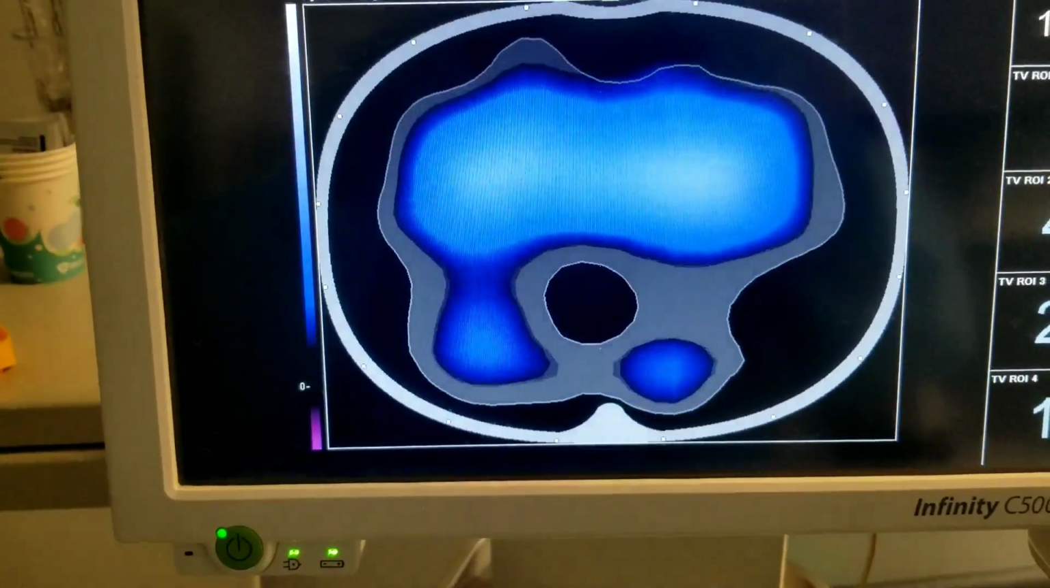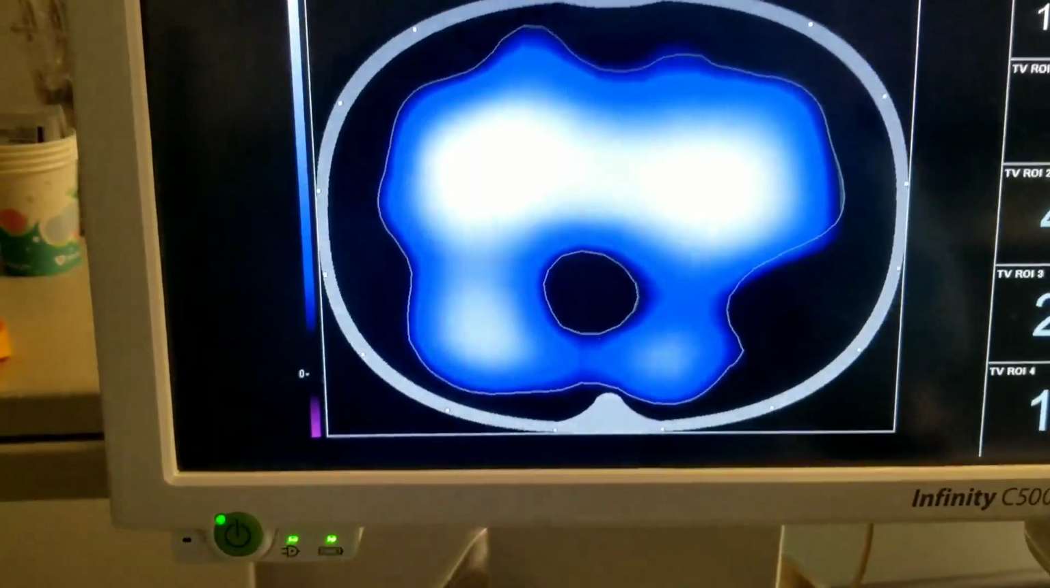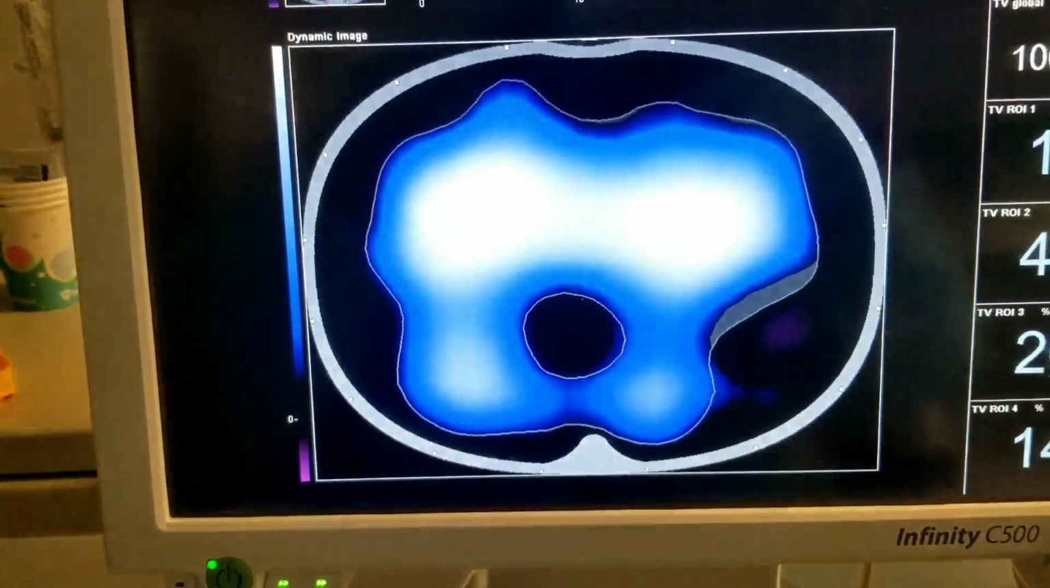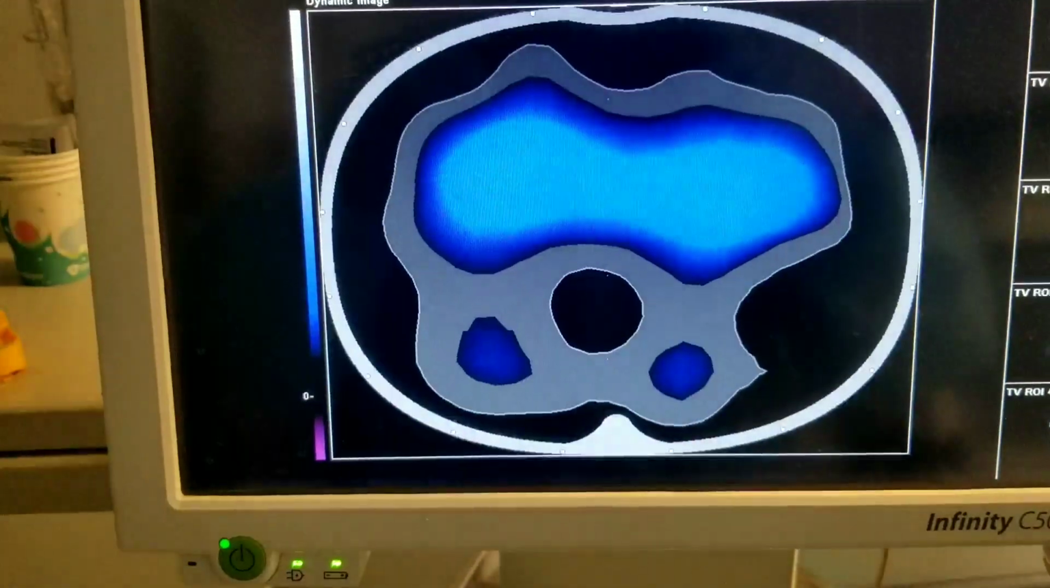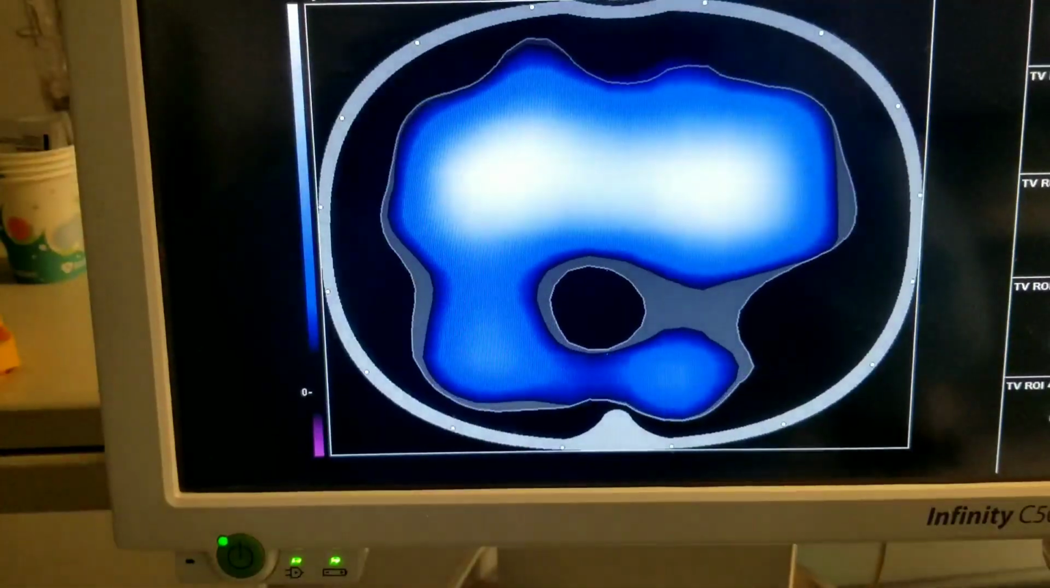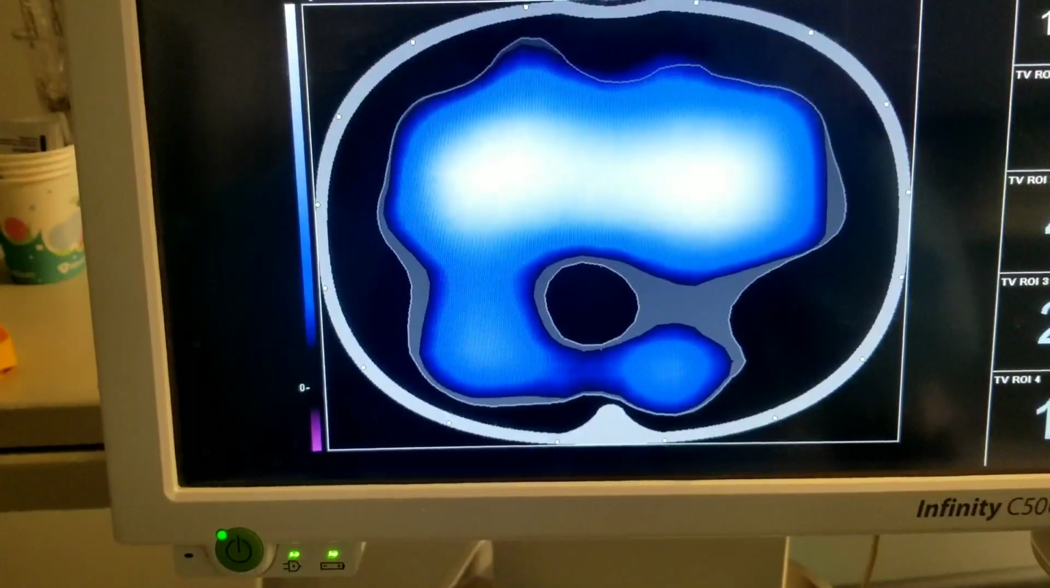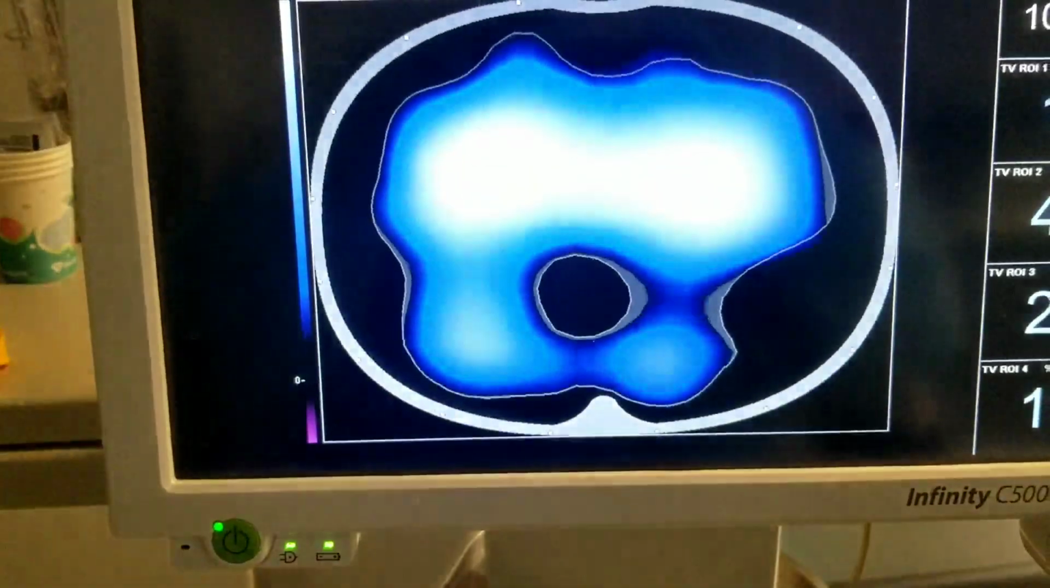Also, the majority of ventilation is going to the ventral regions. So by flipping the patient into the prone position, the gravity dependent area becomes the ventral area, because now you have blood flow because of gravity going to the ventral areas. So that way you can optimize the ventilation to perfusion.